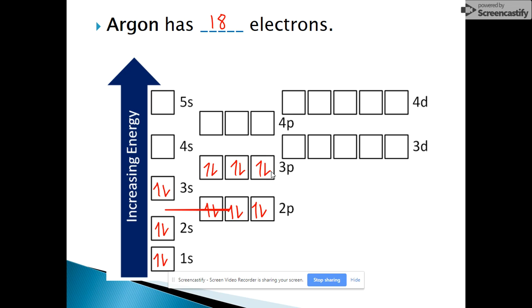Again, just need to make sure you're keeping in mind your 3 rules. Aufbau says you start at the bottom and work your way up. Pauli exclusion principle says 1 arrow goes up, 1 arrow goes down. And Hund says you add 1 electron first, and then you go through and add the second one if you need them.